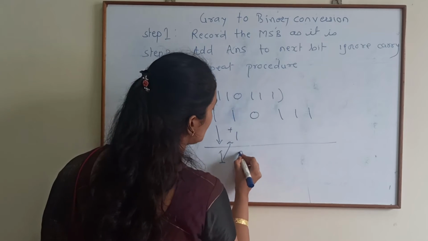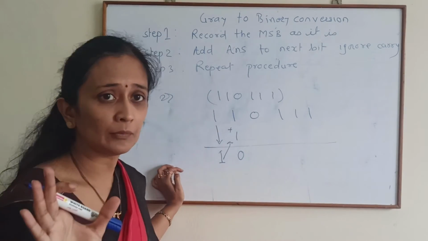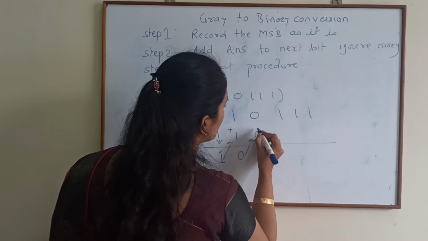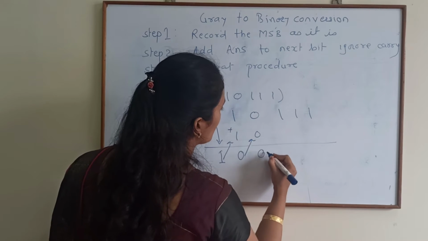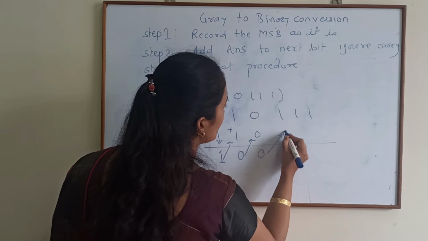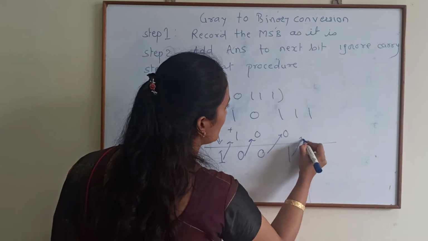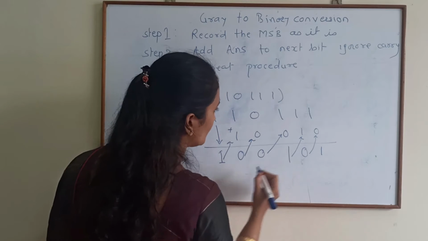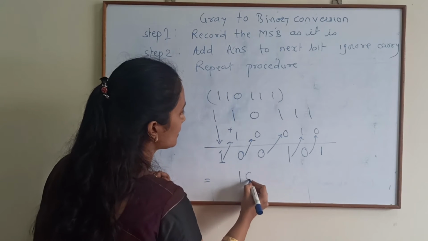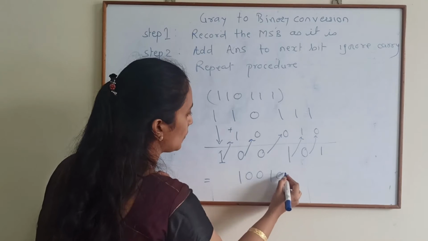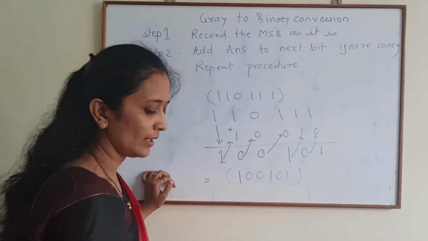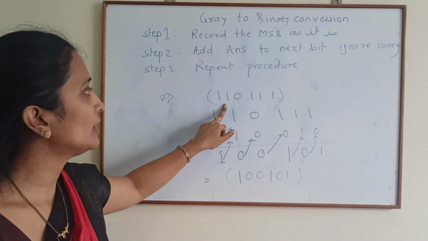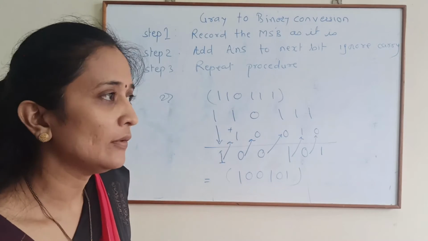1 plus 1 is 0. Ignore carry. Carry 1 will be there, we will ignore. Take this 0 here. 0 plus 0, 0. 0 plus 1, 1. 1 plus 1, 0. 0 plus 1, 1. Therefore, answer is 1, 0, 0, 1, 0, 1. This is binary equivalent of gray number 110111.